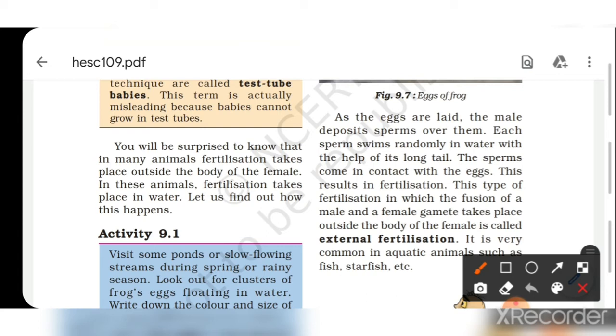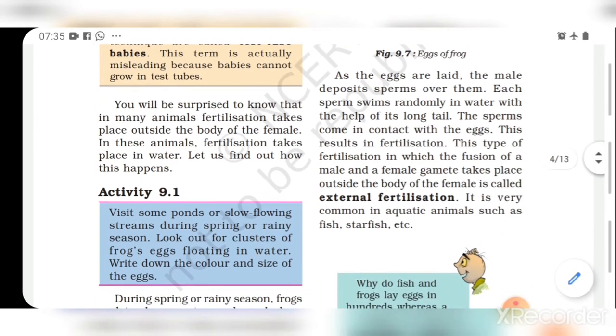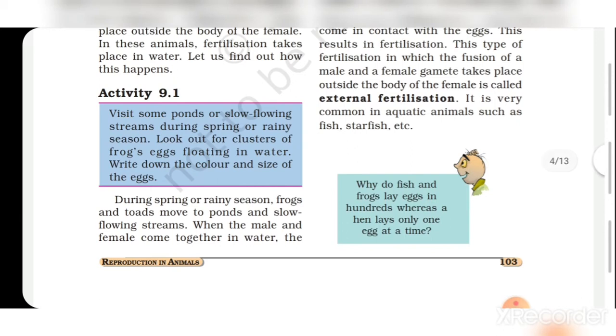This results in fertilization. This type of fertilization in which the fusion of the male and female gametes takes place outside of the body is called external fertilization. Which is called external fertilization? If fertilization happens outside the female body, it is called external fertilization. It is very common in aquatic animals such as fish, starfish and frogs.